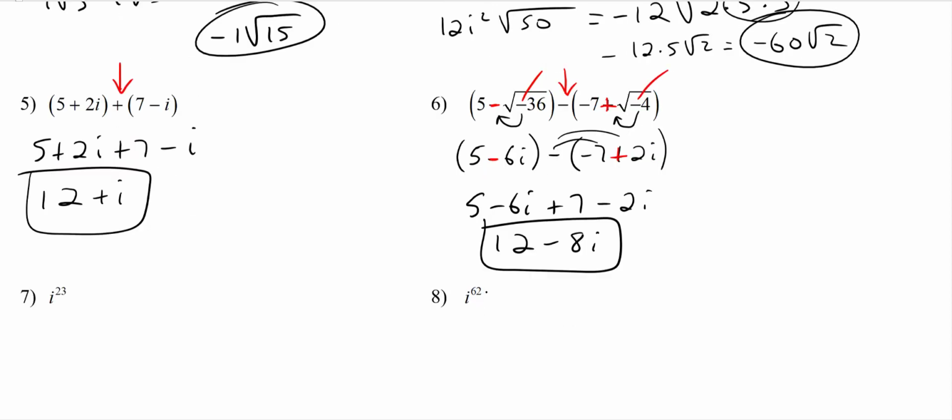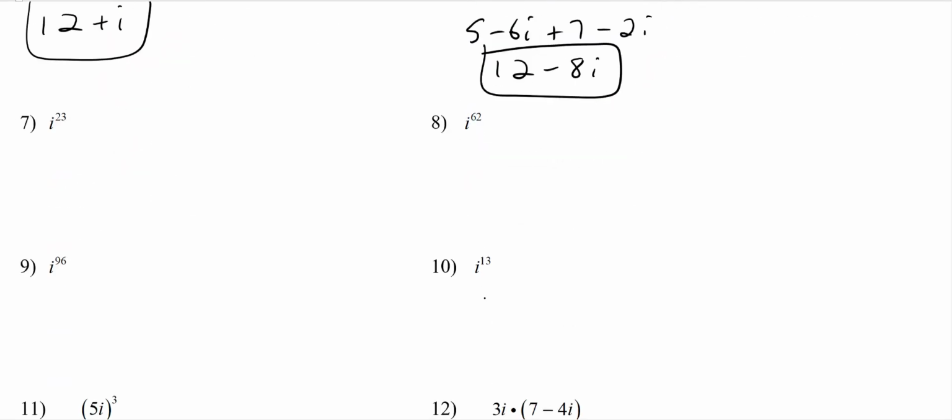Okay? These next 4 problems are basically knowing how to deal with that I, the chart that I did for you guys. You divide it by 4, and that gives you 5.75. That means it's remainder 3. That means it's I cubed. And if you look at the chart, that's negative I. So the answer to this problem is negative I.